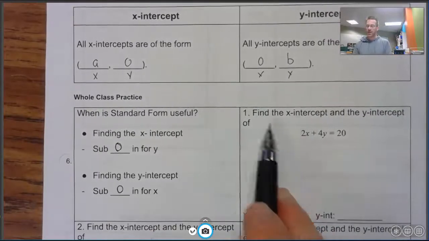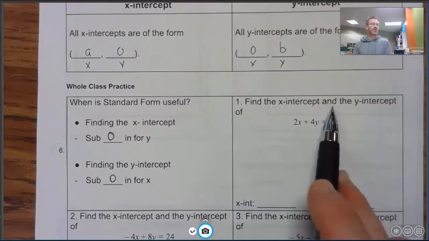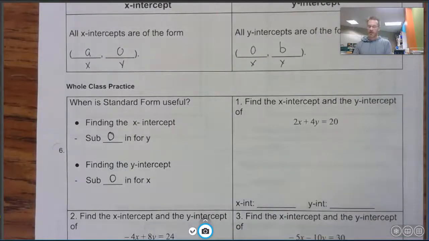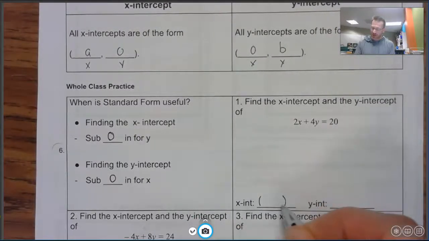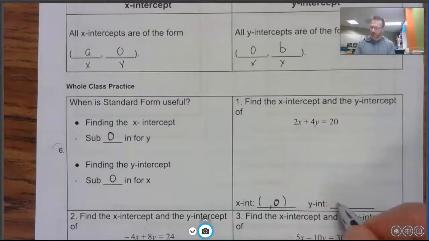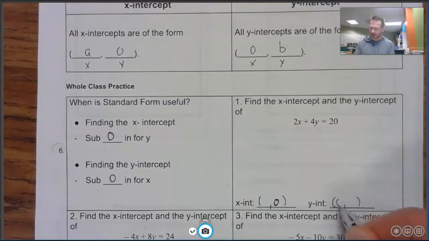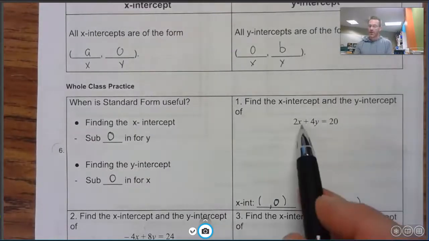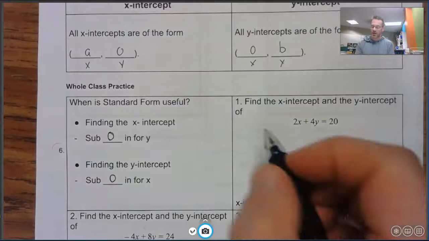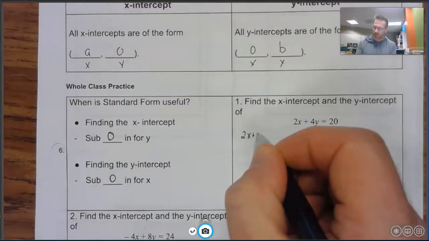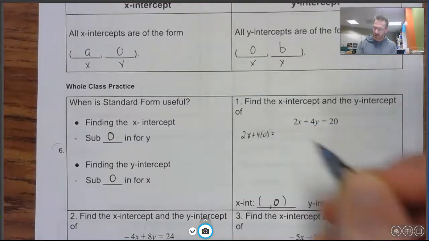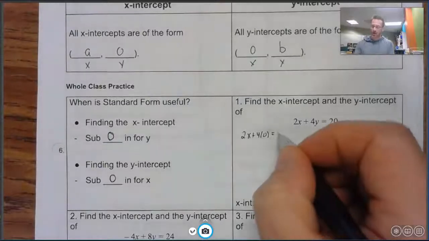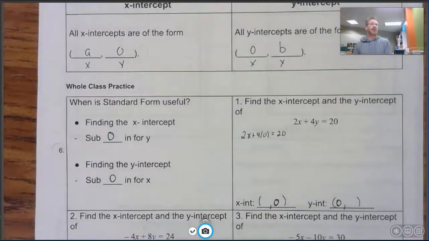All right, so now let's take a look at problem 1 here. We want to find the x-intercept and the y-intercept. Well, right away, if I'm looking for the x-intercept, I know y is 0. If I'm looking for the y-intercept, I know x is 0. So this is all we do. If I'm going to find the x-intercept, I know y is 0. So 2x, and I'm going to plug in 0 for y, and we're going to evaluate that. And it's basically what we've been doing here.